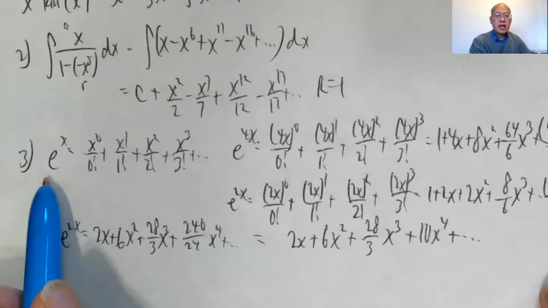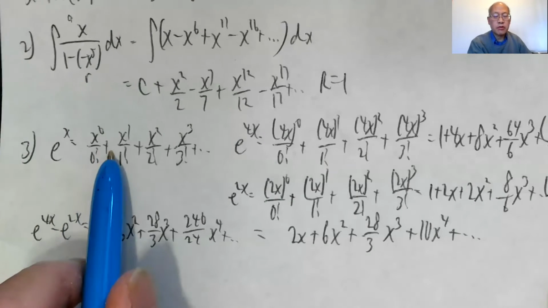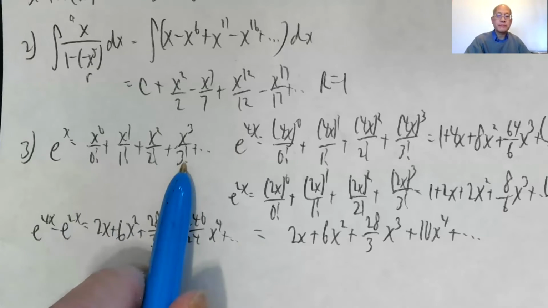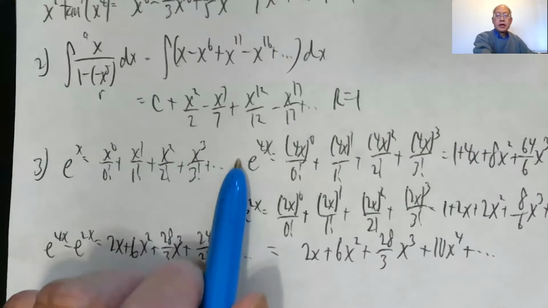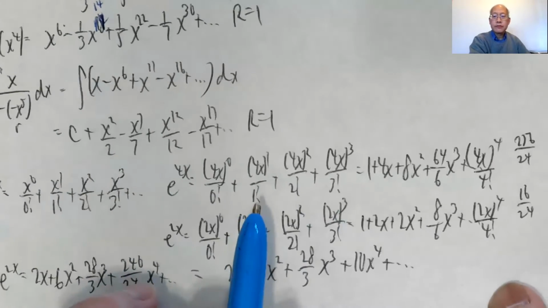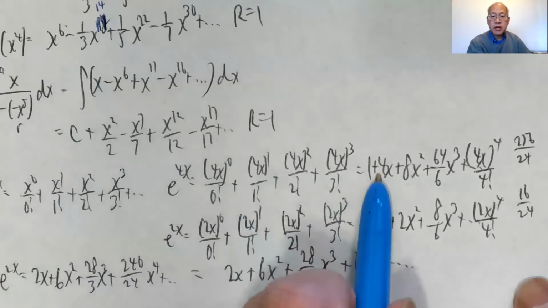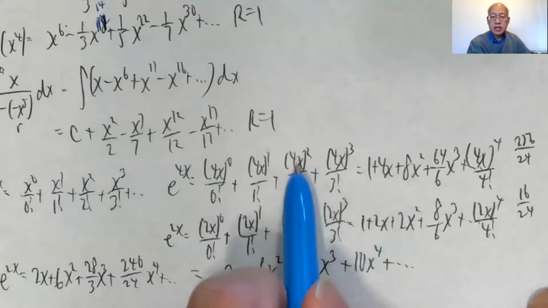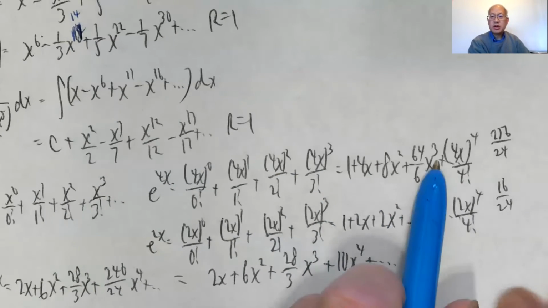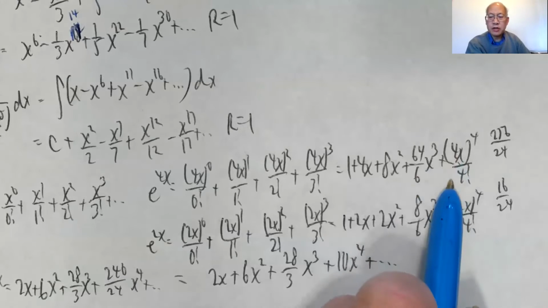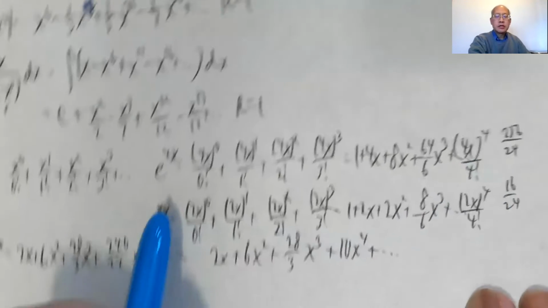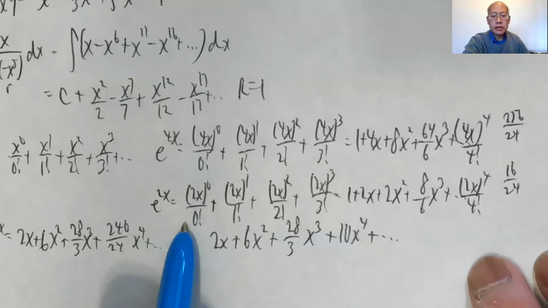Number 3, e to the x is x to the 0 over 0 factorial plus x to the 1 over 1 factorial plus x squared over 2 factorial plus x cubed over 3 factorial. E to the 4x, just like a function, 4x goes here, here, here, here. Okay, that's 1 plus 4x plus 16x squared over 2 is 8x squared plus 64x cubed over 6 plus 4x to the 4th power over 4 factorial. That's 256 over 24.